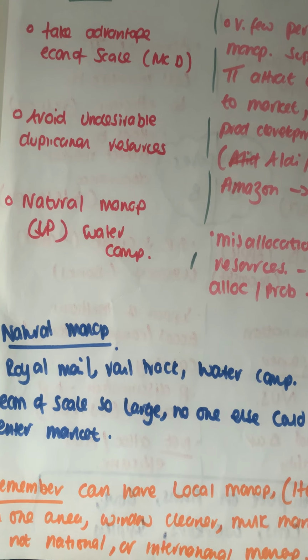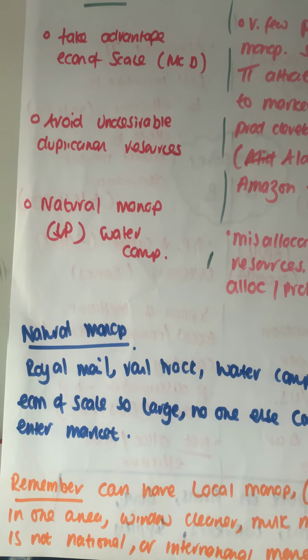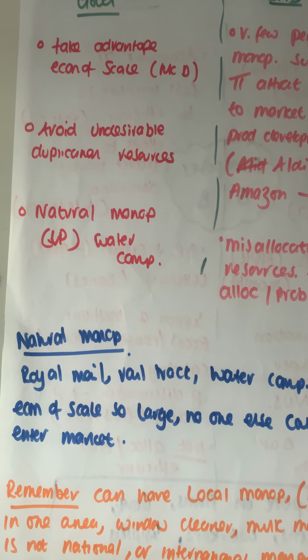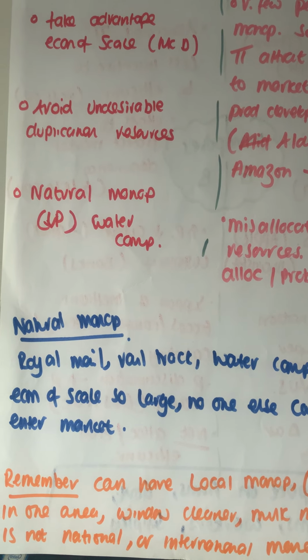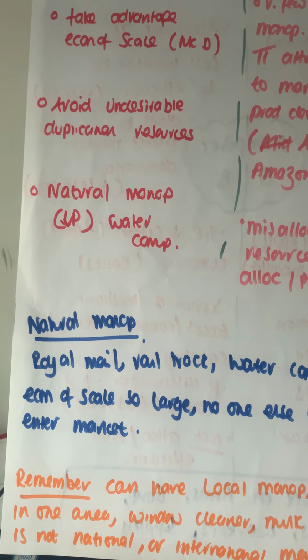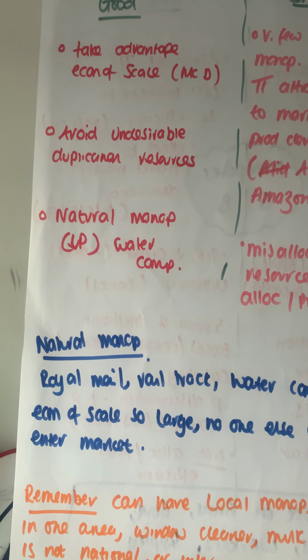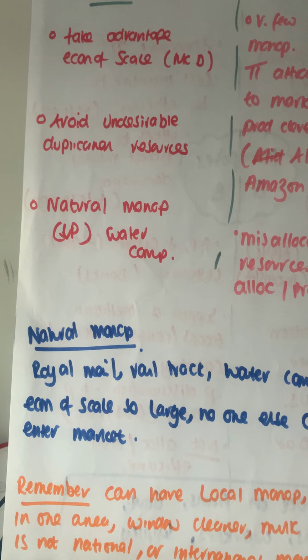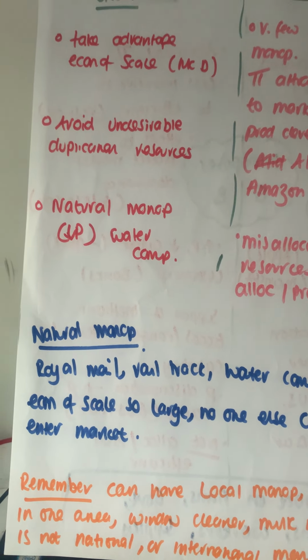So McDonald's is a great example of this. But any type of large scale mass produced goods, so for example food or clothing, the firm takes advantage of economies of scale. It helps to avoid undesirable duplication of resources because you've only got one firm producing in the market, so you don't have to have wasteful advertising, etc. And it's also beneficial when we look at natural monopolies.